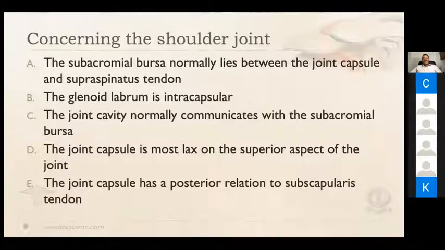Joint capsule is most lax in the superior aspect of the joint. No, it is in the inferior aspect. The superior aspect has tension. That is the crux of superior capsular reconstruction when you don't have a rotator cuff. The joint capsule has posterior relation to the subscapularis tendon. Anterior. Yes. Right?